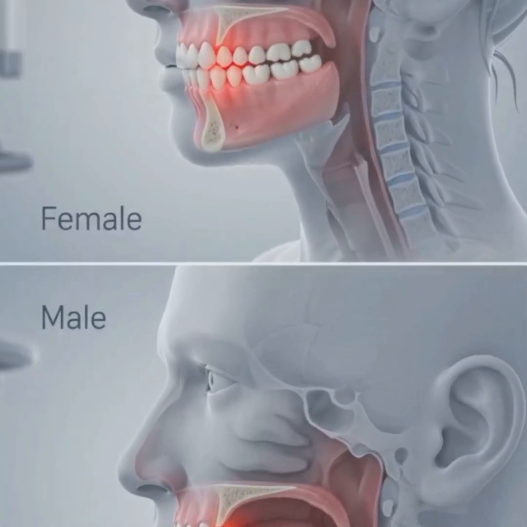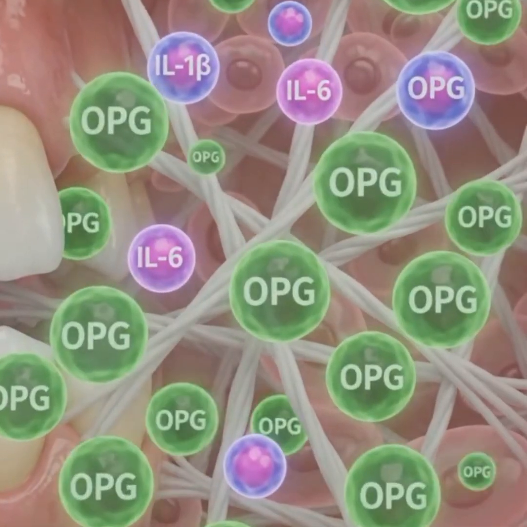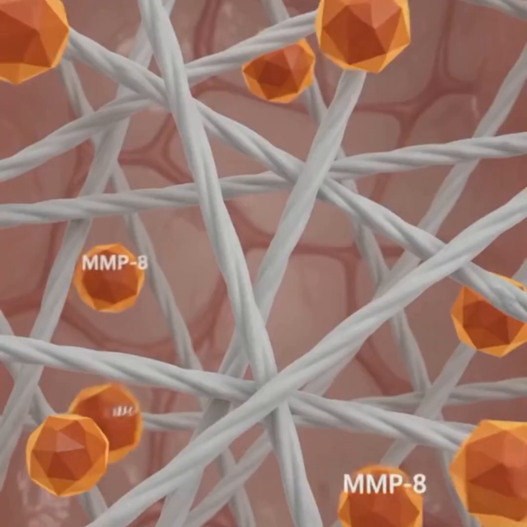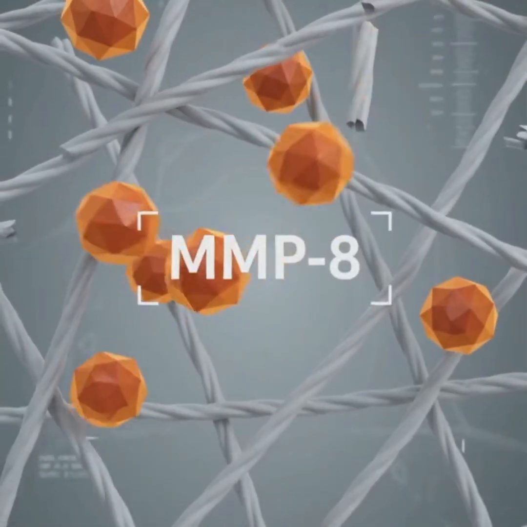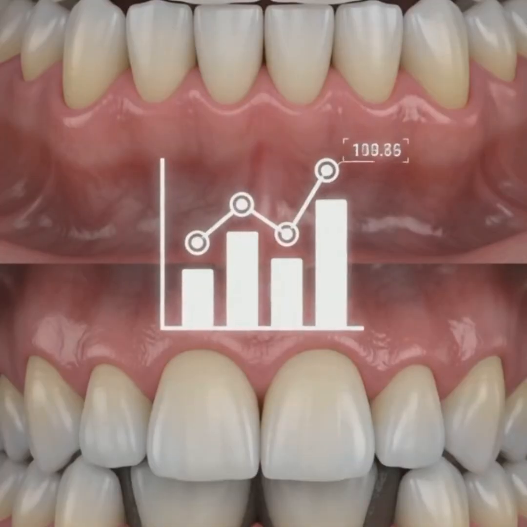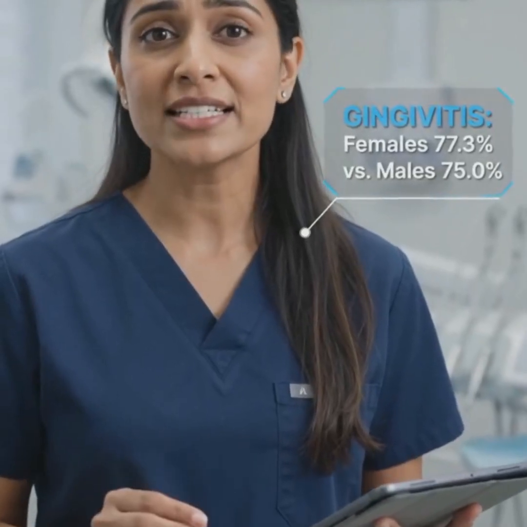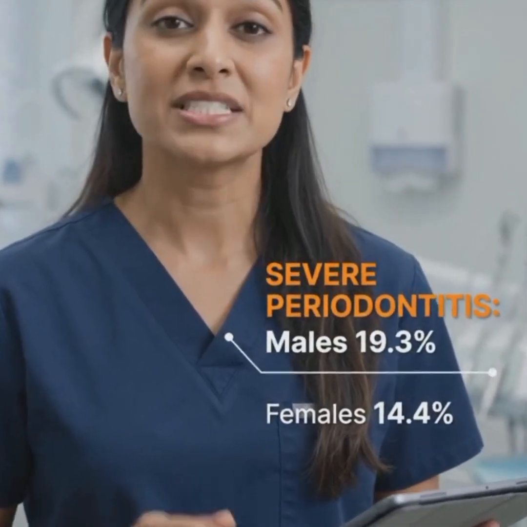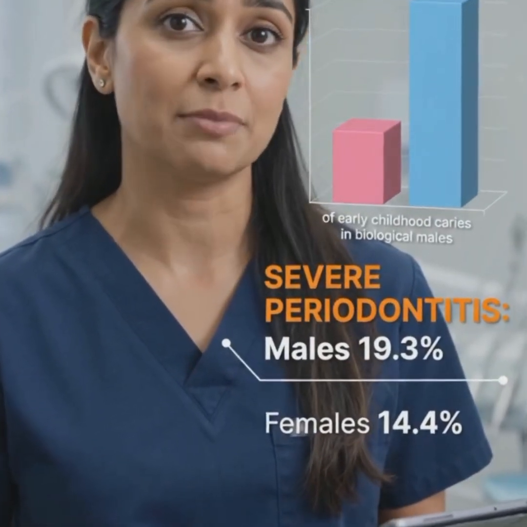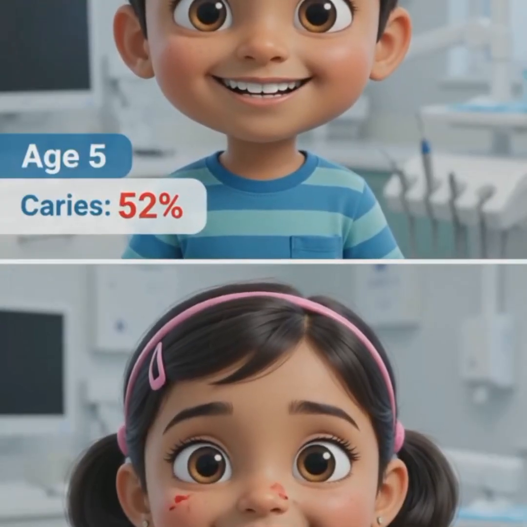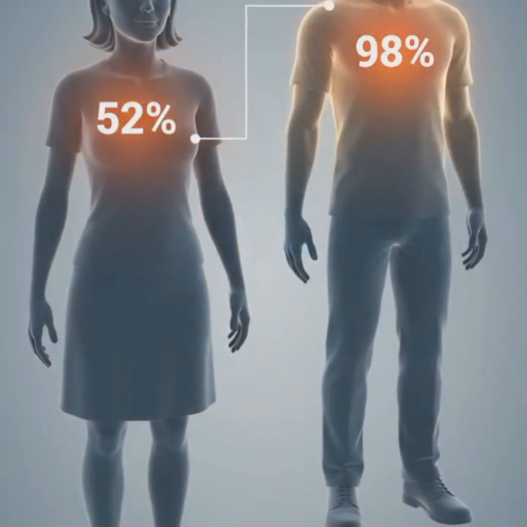Inflammatory markers show sex-specific differences. Females exhibit higher IL-1 beta and OPG. Males show elevated MMP8, driving aggressive collagen breakdown. In South Asia, gingivitis is slightly higher in females, but severe periodontitis is more prevalent in males. At age 5, it's 50% in males. Adult caries are higher in females.